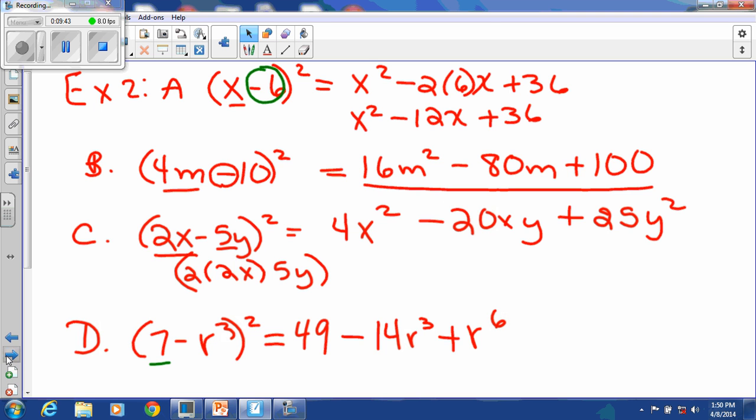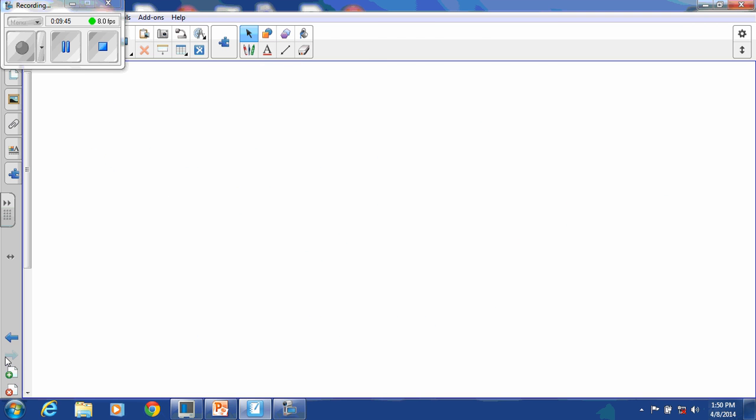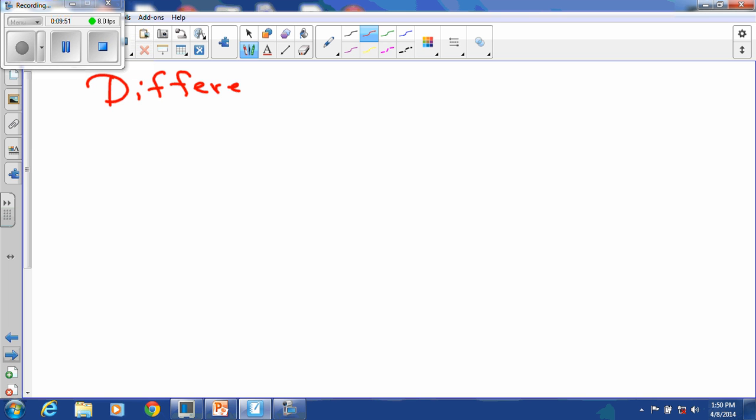That's the first type of special product. And we're going to look at the difference of two squares. Again, look at the name, difference. That means we're going to be subtracting. Difference of two squares. That means we're going to have one square minus another.